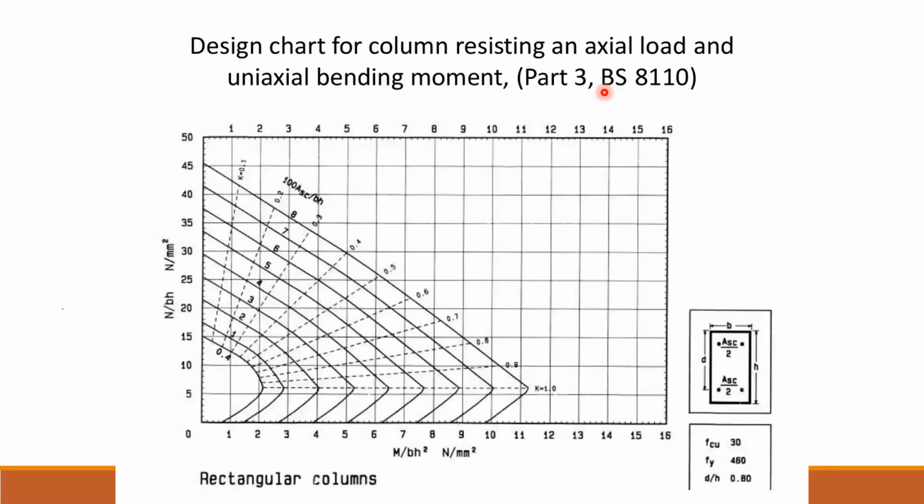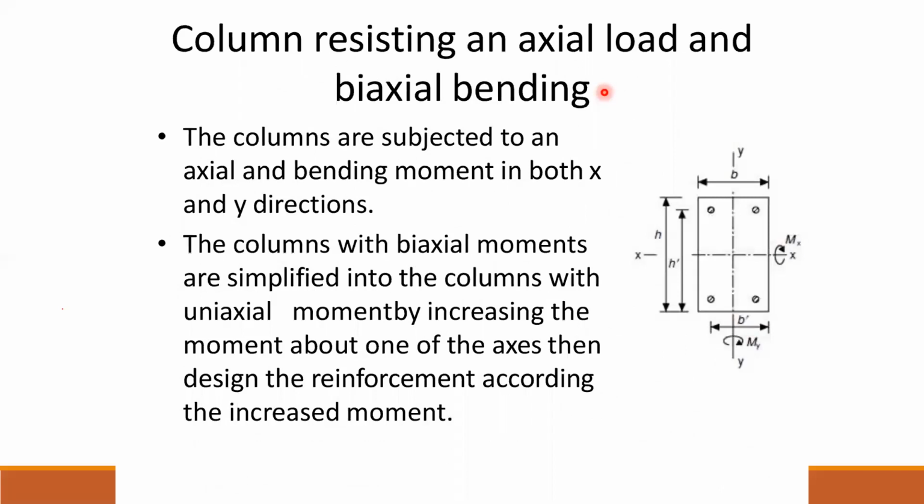The required reinforcement will be selected from the particular chart which is in the Eurocode part 3. So for columns resisting axial load and biaxial moment, the design procedure is quite different. You have to deal with a few equations, aligned to the final equations where the axial and biaxial moments interact with each other. So what do you mean by this biaxial?